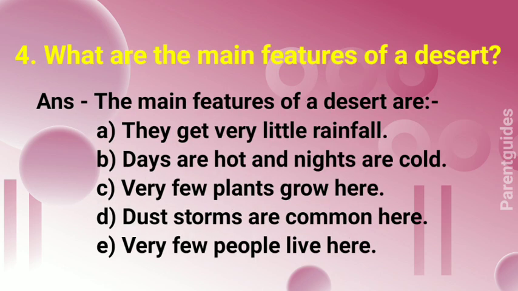4. What are the main features of a desert? Answer. The main features of a desert are A. They get very little rainfall. B. Days are hot and nights are cold. C. Very few plants grow here. D. Dust storms are common here. E. Very few people live here.